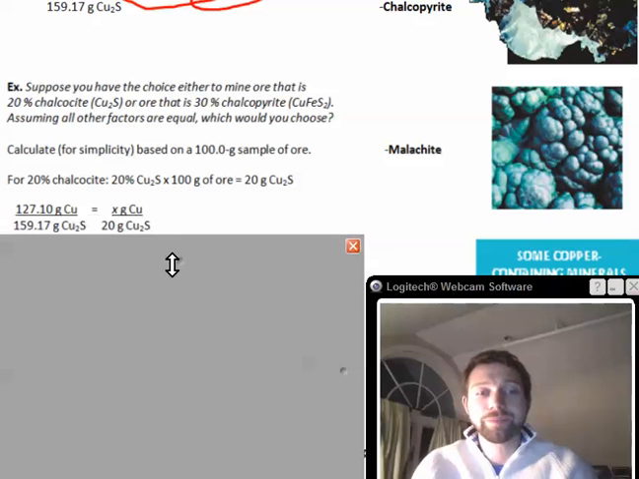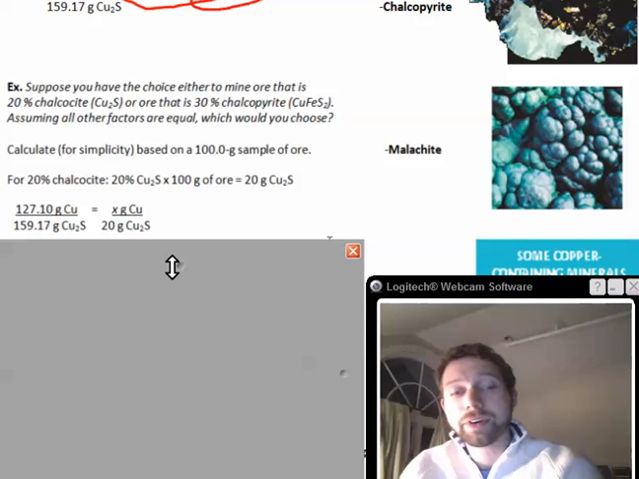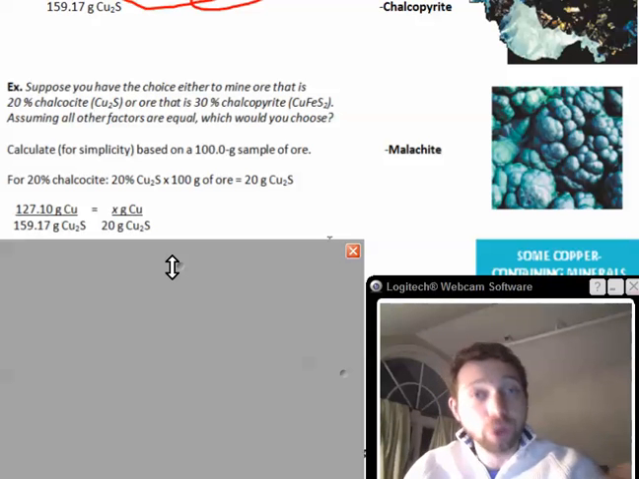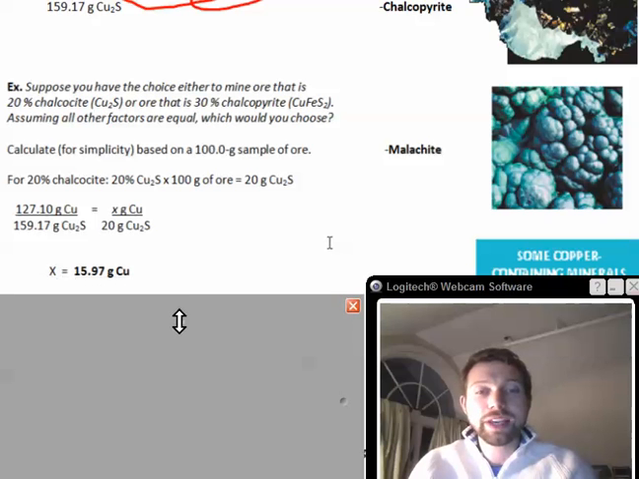Now what do we do from here? Again, what we do from here is we take the copper and we divide it by the total mass of chalcocite. So that's the proportion there. How much copper would we have in only 20 grams of chalcocite? So we create a proportion, we cross multiply, and we get 15.97 grams of copper. Okay?